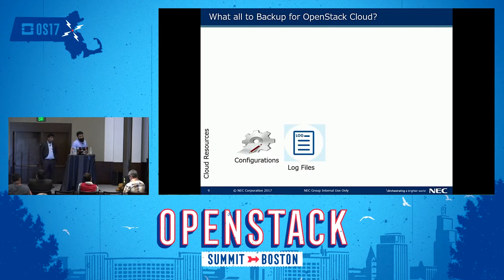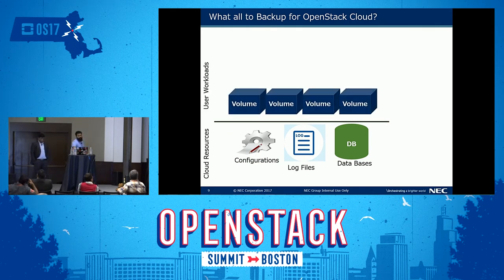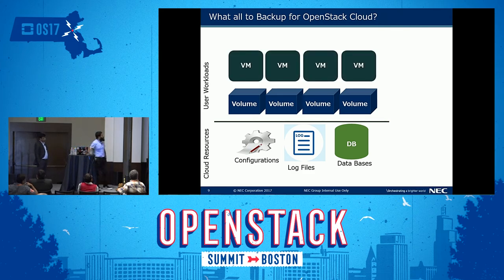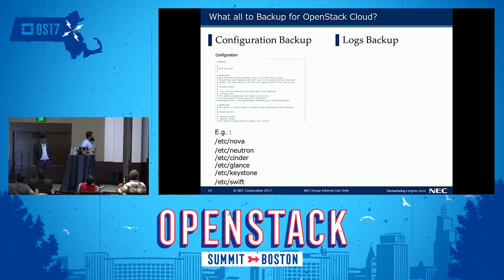So on the cloud resource side, we have configuration and log files. Every service in OpenStack runs against a set of configuration, which varies its behavior between different clouds. So whatever configuration you have set on your cloud, you want to back up those things, and similarly the log files you have. And then obviously the database: each OpenStack service has its own database with its resources, information, metadata, et cetera. On the user workload side, we have volumes and VMs. They can be backed up as a complete workload, or you can back up a VM and all the attached volumes with it.